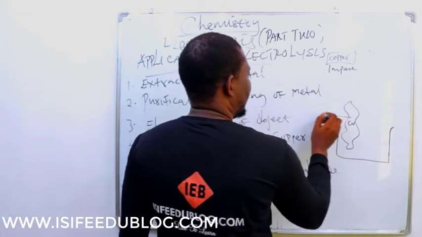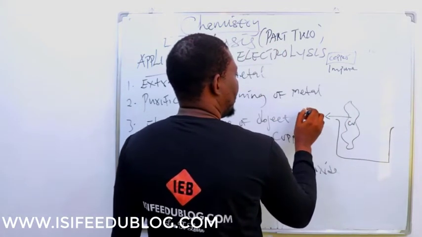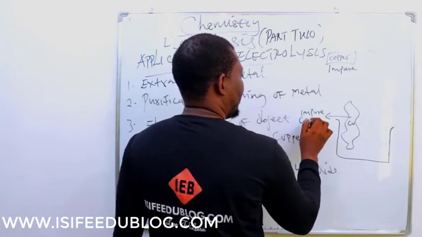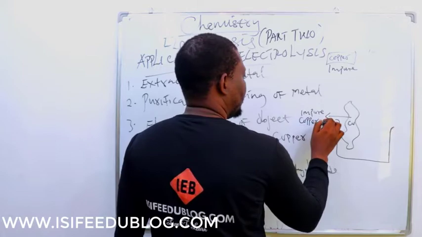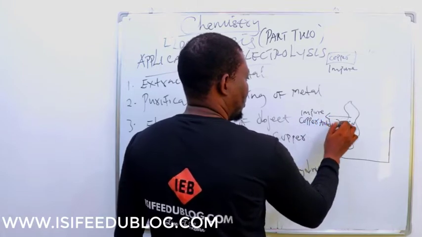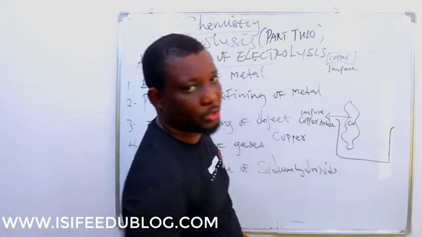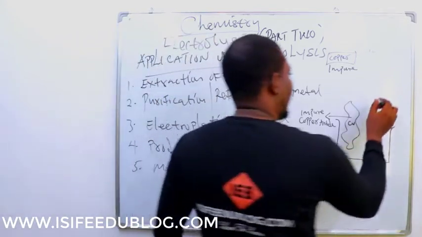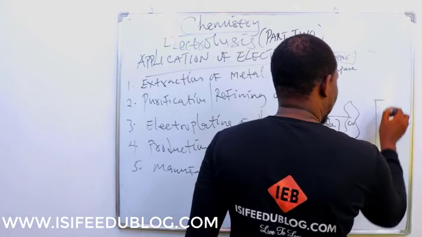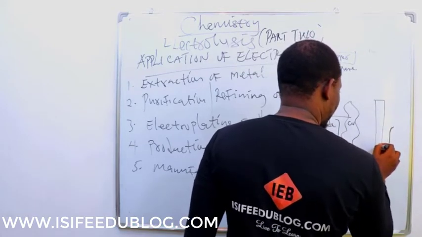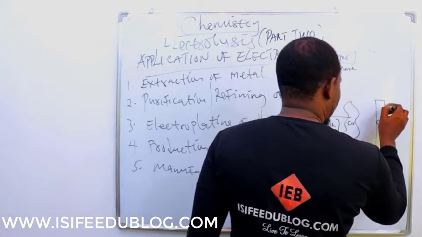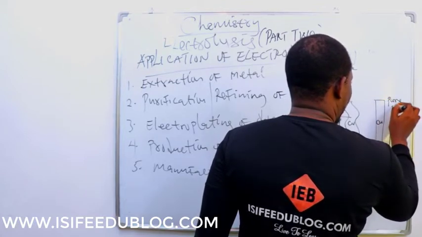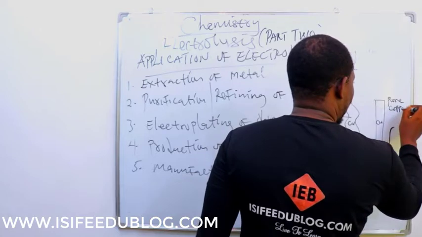So this is my impure copper anode. Then I have to source for a pure copper, which I'm going to use as my cathode. So this means that copper here is pure. So this is pure copper cathode.